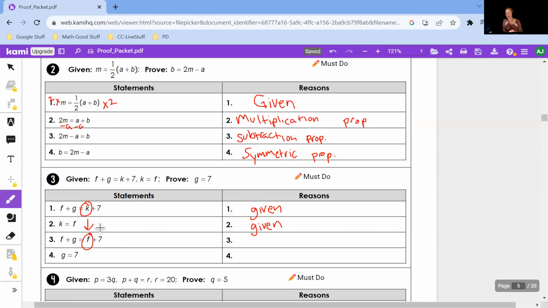And we knew that k equals f, so what we did was we substituted, we used the substitution property to trade the k for an f. That's what happens there. All right, and now we get to g equals 7. The way we did that was we subtracted f on both sides, and so both of our f's went away. So that was subtraction property.